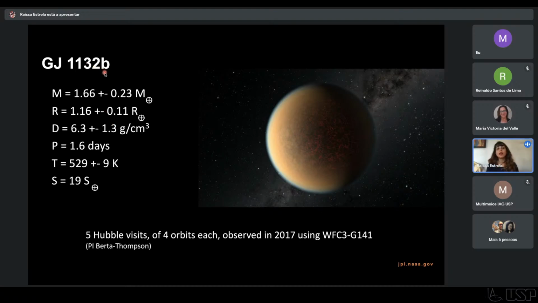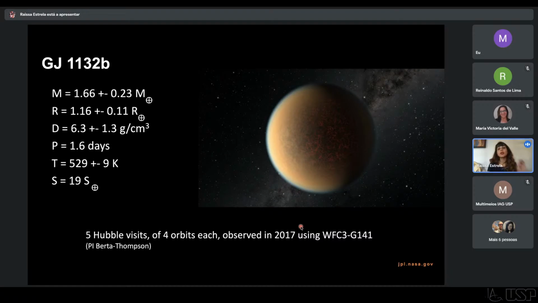J1132b is a planet that has a mass and radius quite similar to those of our own planet. The density is also quite similar to our planet, but it's orbiting very close to the host star and has an insolation that is 19 times the insolation that our planet receives from the sun. It's also a very warm planet at 529 kelvins. This planet was observed with the Hubble telescope, so there is publicly available data, and we can use the data to estimate if this planet still has an atmosphere or not. So we can confirm what we predict, that this planet would have lost its primordial envelope completely.